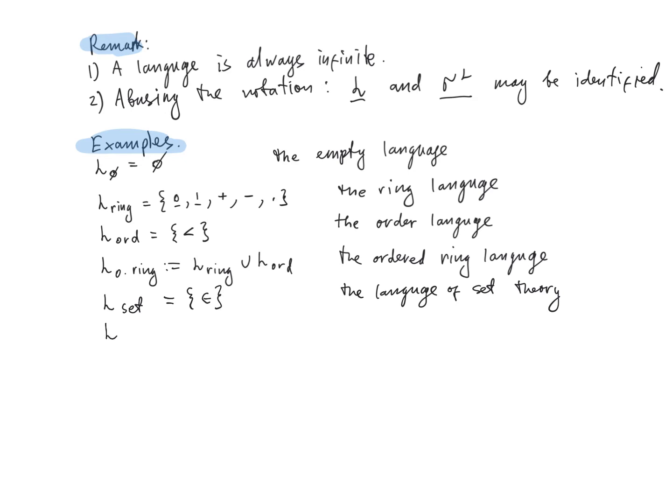Let's consider one more example. Let L_groups denote the language consisting of a single binary function symbol denoted by the times operation. It also contains a single unary operation denoted as the inverse operation, and it contains a single constant 1. So this is the language of groups. And finally, one more, the language of graphs, L_graphs, which consists of a single binary relational symbol E, which in the future will be used to denote the edge relation, so the language of graphs.